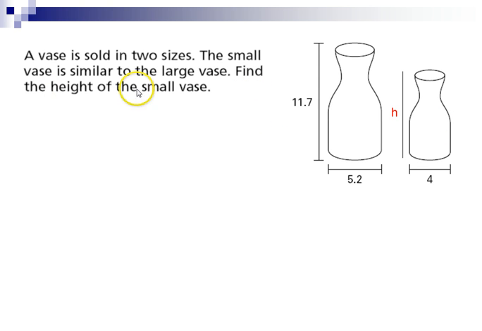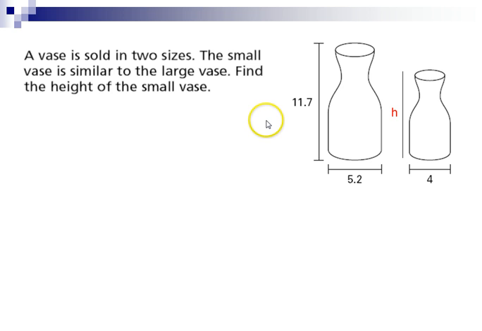And we want to find the height of the small vase. So we're looking for this value h, and we know that the two figures are similar. So we know that the ratio of the corresponding sides must be the same. And the two sides we know here are the bases of the vases. We have 4 here and we have 5.2 here. So whatever the relationship is between 4 and 5.2 is the same as h to 11.7.